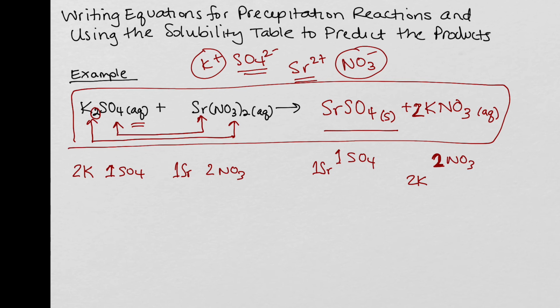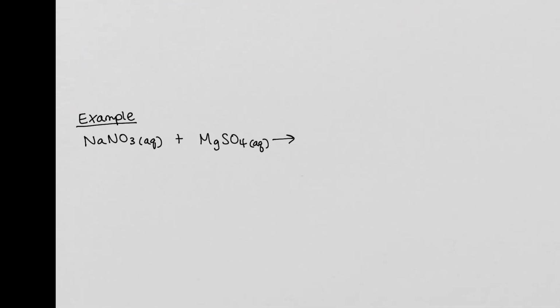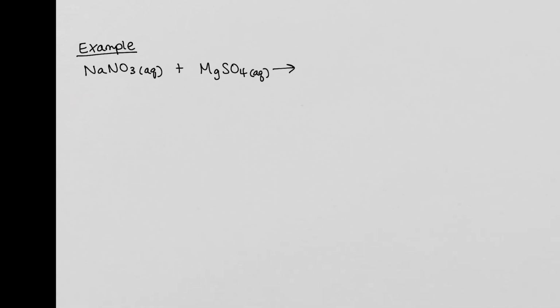All right, let's look at one more example. So now we look at sodium nitrate reacting with magnesium sulfate. So we need to see what are the potential products of this reaction. They're both dissolved in solution, they're both aqueous, and I have the potential for the positive ion here to react with the negative ion over here, and the negative ion from this compound to react with the positive ion from this compound. All right, so let's look at the sodium and the sulfate.